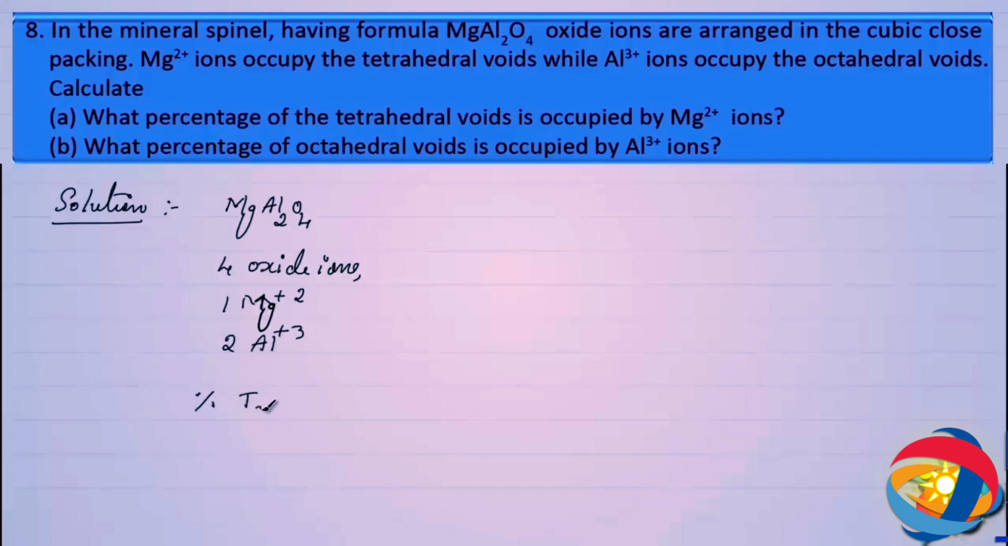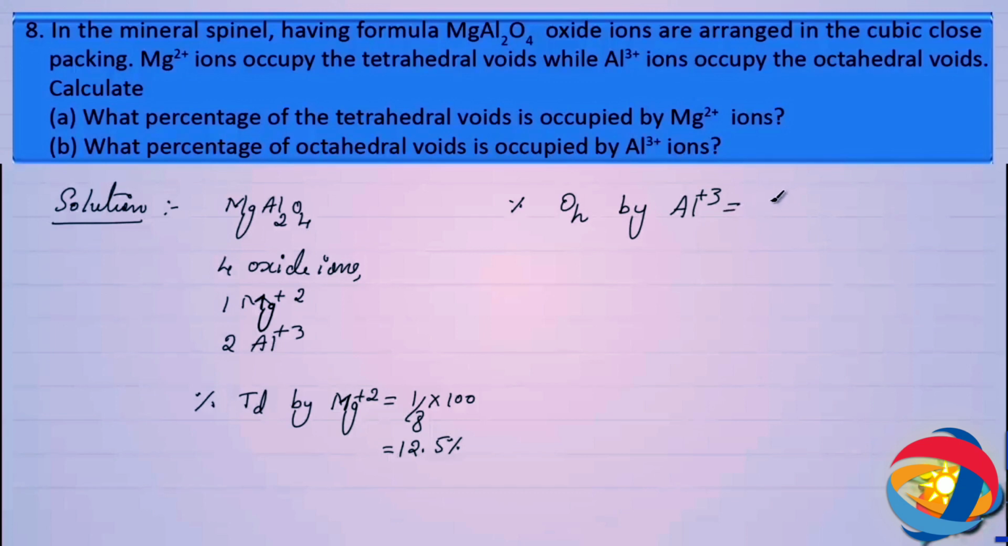Percentage of tetrahedral voids occupied by Mg plus 2 ion is 1 by 8 into 100, which is equal to 12.5%. Similarly, only 2 Al plus 3 ions present would be occupying 2 of the 4 octahedral voids available. Therefore, the percentage of the octahedral voids occupied by Al plus 3 ion is 2 by 4 into 100, which is equal to 50%.